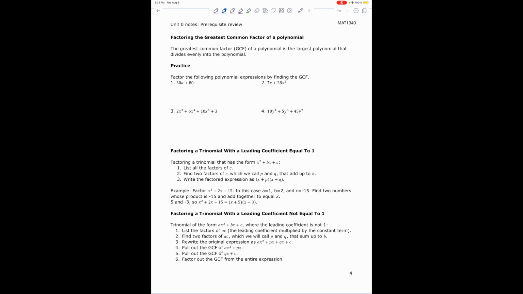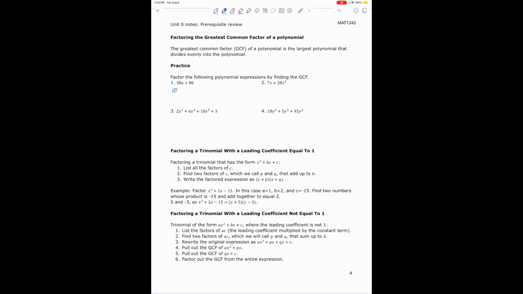Here are some problems to practice pulling out the GCF. Number 1, we have 30a plus 80. We have two terms here, and we want to find the greatest common factor. As you can see here, we can divide the first term by 10 and the second term by 10, which means we can pull 10 out as the greatest common factor.